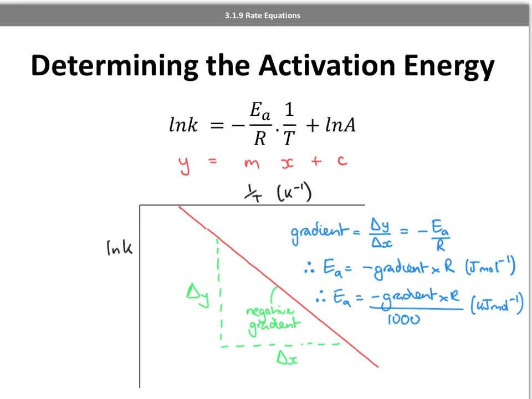So if you end up getting a negative value, that means you've made a mistake somewhere, probably in determining the gradient. You've just done the change in y or the change in x or something the wrong way round. In fact, it'll be the change in y you've done the wrong way round. But this is a method for calculating the activation energy. So this can be a sort of 8-mark question in an exam.